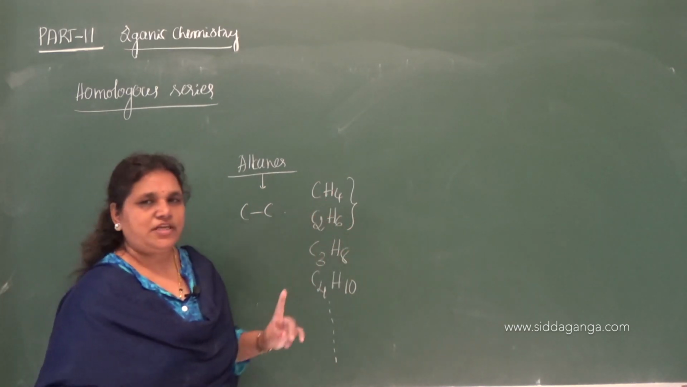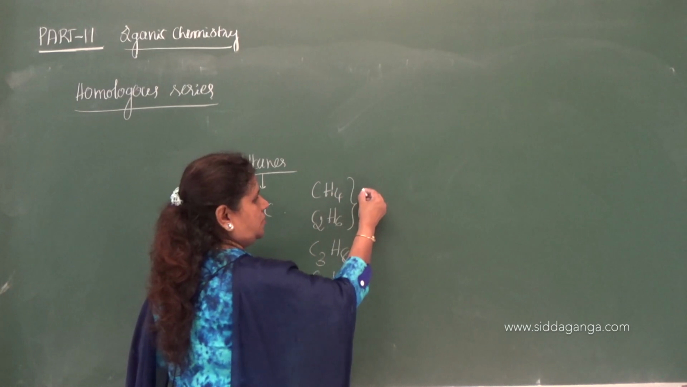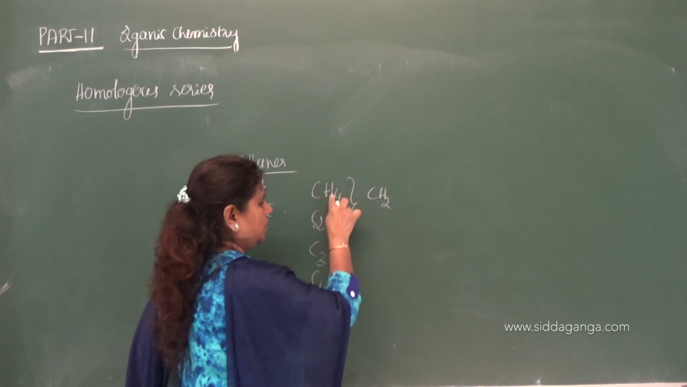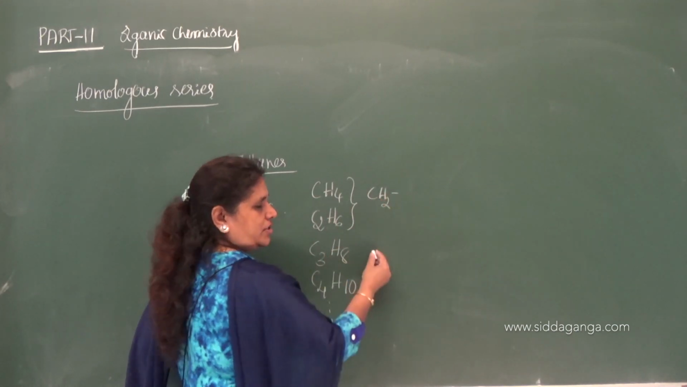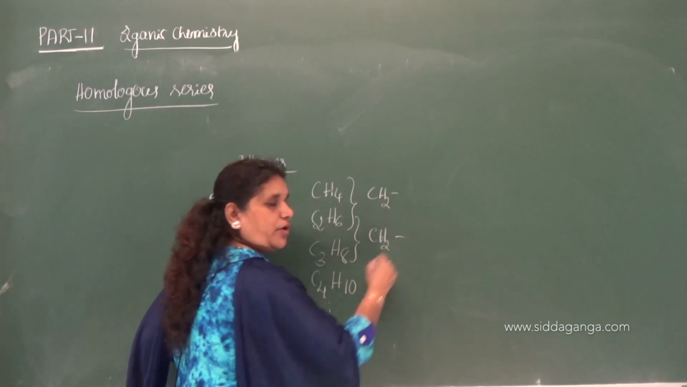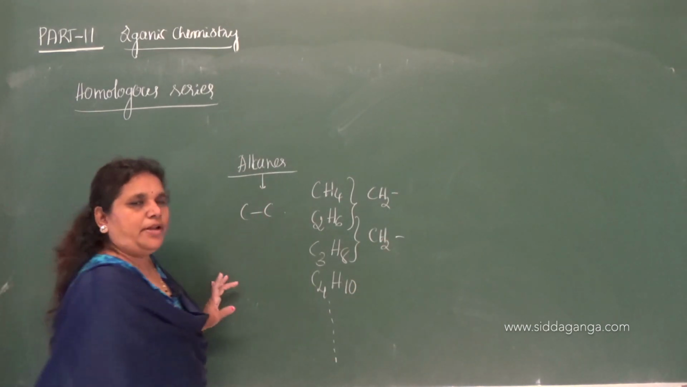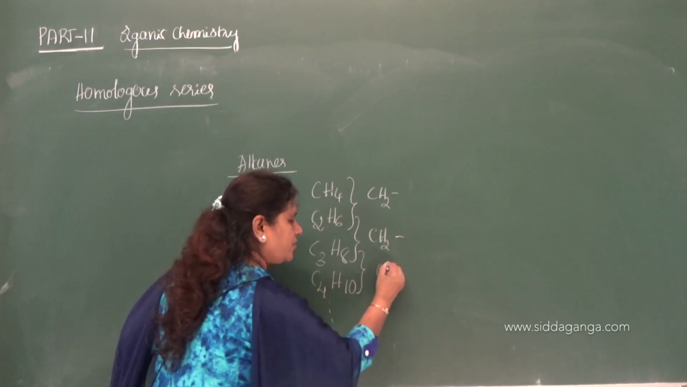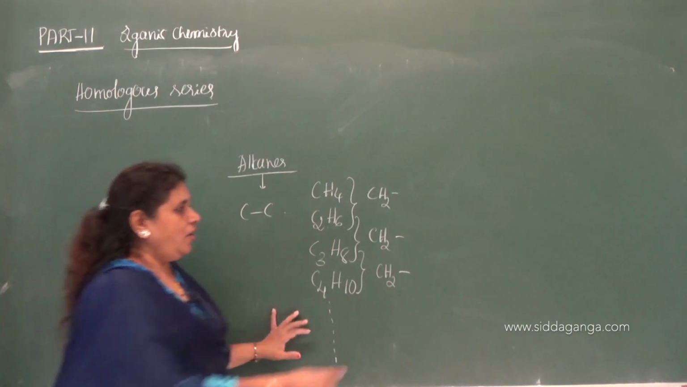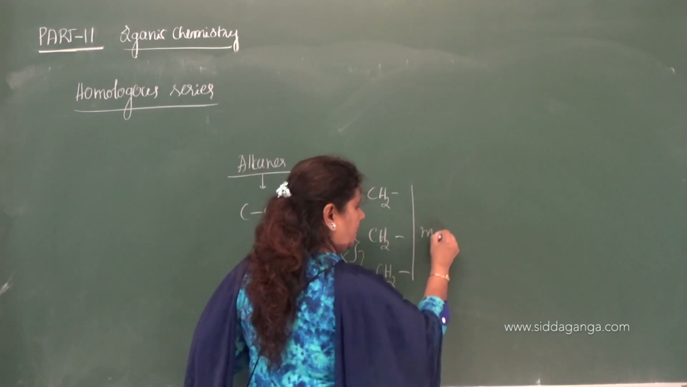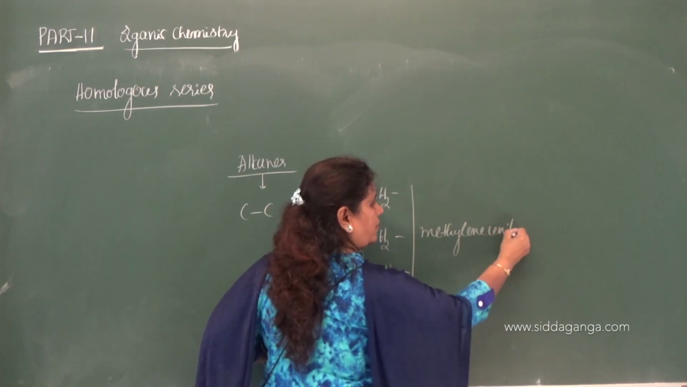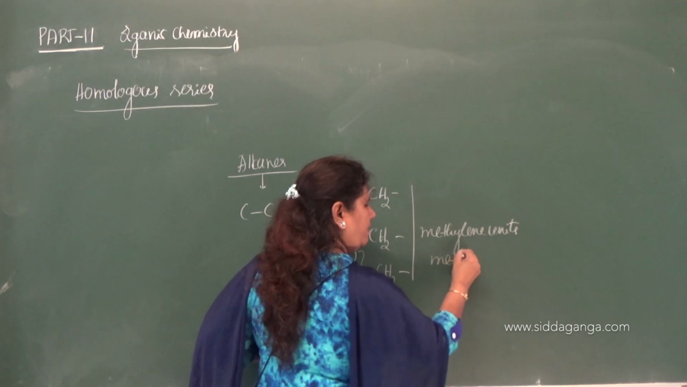Remember, CH4 and C2H6. What is the difference between these two? They differ by 1 carbon and 2 hydrogen atoms. Now ethane and propane also differ by CH2, again 1 carbon and 2 hydrogen atoms. And what are these groups called? Methylene units, or you can call it a methylene group.